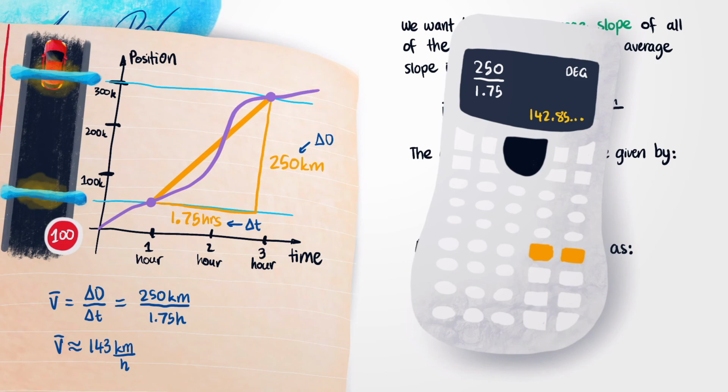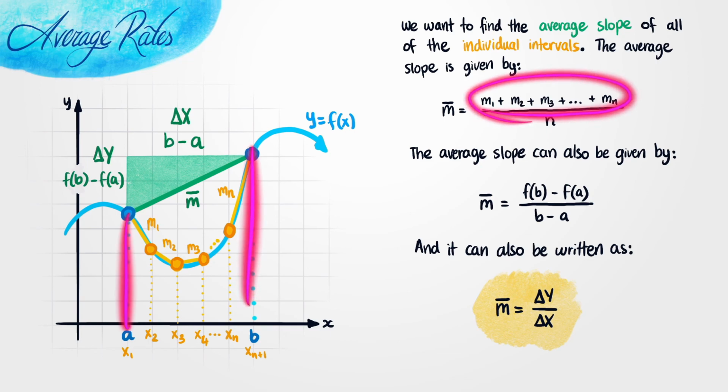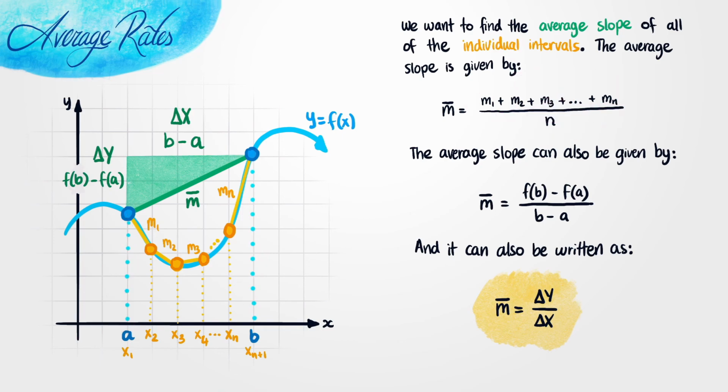And now we've completed our example. And now we'll just summarize the lesson. We found that the average gradient between points A and B can be found by adding all of the individual gradients and dividing by the number of intervals. However, in a really strange and quite remarkable result, we found that this is the exact same as f of b minus f of a divided by b minus a. And therefore, for any curve, no matter what shape, we can find the average gradient just by finding the rise over the run. And this completes our discussion on average rates.